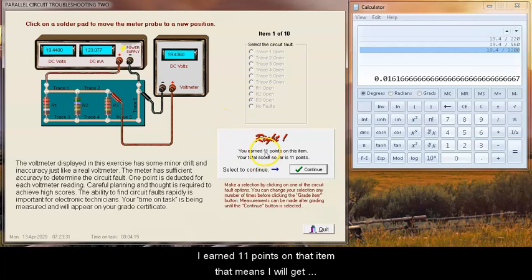I earned 11 points on that item. That means I will get 100%. If I had had to move the meter more times than I moved it, then I might have started to lose my grade. But you see how we went about the process of solving this problem, and we used our brains instead of using the meter and checking things. We figured out, based on the correct operation of the circuit, what was not working, narrowed it down to two possible components, either trace 2 or R3, and then did one test to figure out which one it is.